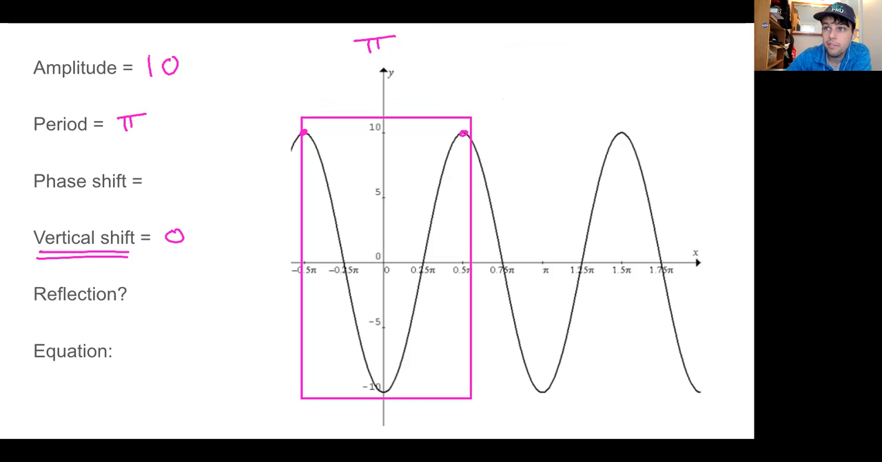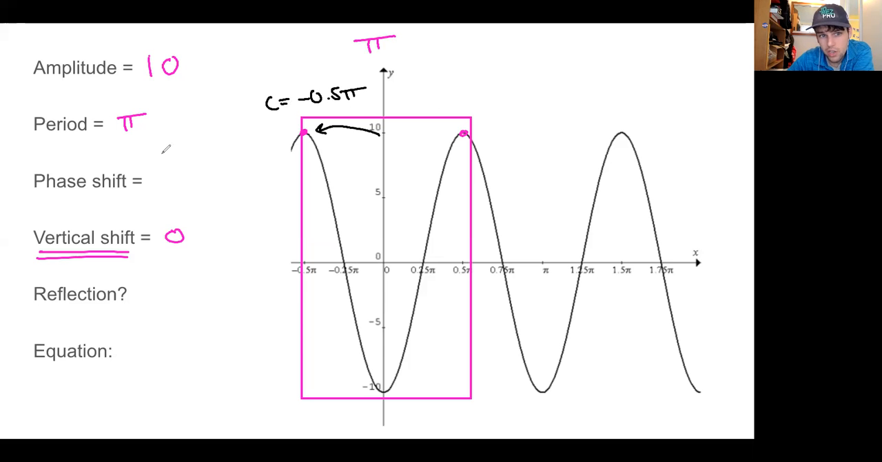Next thing is about a phase shift. Because of where I chose this, there is a shift. We're not starting at 0 on the y-axis. We are shifting over here, from 0 to negative 0.5 pi. So that's our c value.